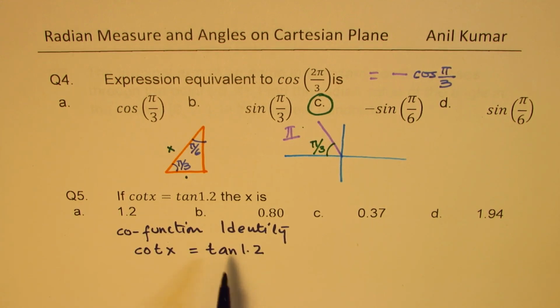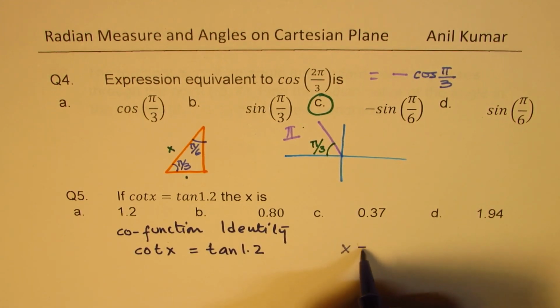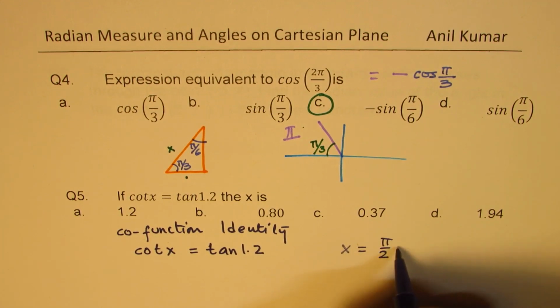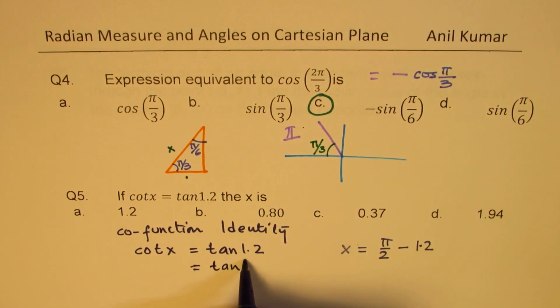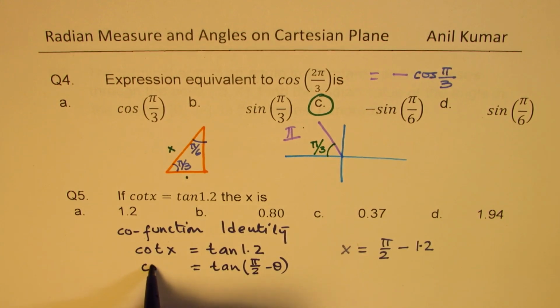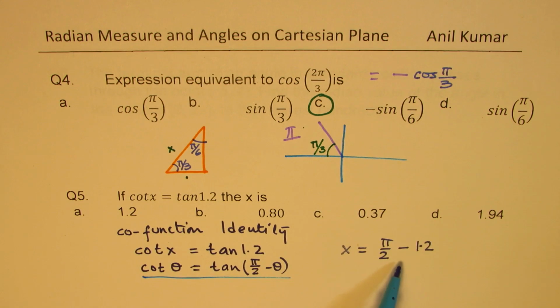So it is pi by 2 minus theta. That is going to give us the value of x. So x has to be equal to pi by 2 minus 1.2, right? So that is a co-function identity, correct? Because we know tan of pi by 2 minus theta is equal to cotangent of theta. That is the identity. So from this identity, we figure out that pi by 2 minus theta should be our answer.